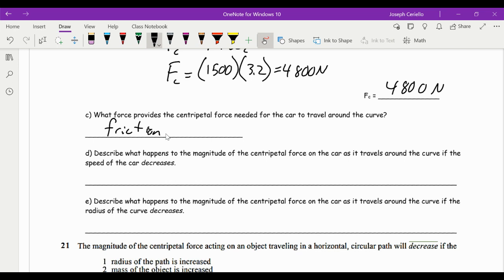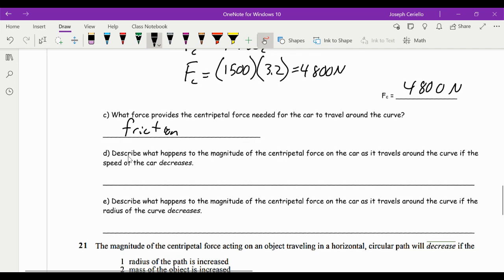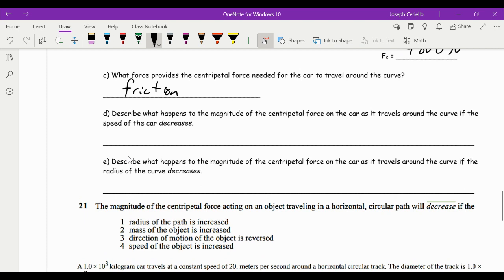So describe what happens to the magnitude of the centripetal force on the car as it travels around the curve if the speed of the car decreases. So we need an equation that relates centripetal force with speed. This is where that combined equation I showed you guys could be really useful. If I have the equation F_c equals m v squared over r, I could think to myself, what happens as v gets smaller? Notice that v is in the numerator. So if v were to get smaller, F_c would get smaller. So as v goes down, F_c goes down.